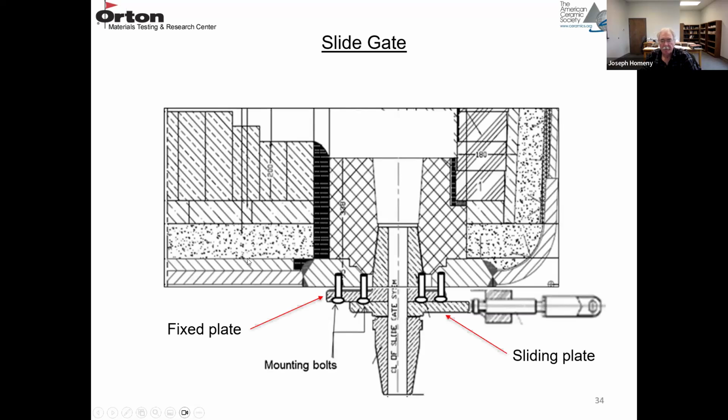So this is a schematic diagram. This is the bottom, basically, of a ladle. Here's your well block up here, and then your slide gate is just below the ladle. So there's a fixed plate with a hole in it, and then there's another plate that slides with a hole in it. And when the holes are aligned, metal flows. Then when the holes aren't aligned, it stops the flow of metal. So here's your fixed plate, here's your sliding gate plate, and then there's a nozzle or tube at the bottom to control the flow of the metal.